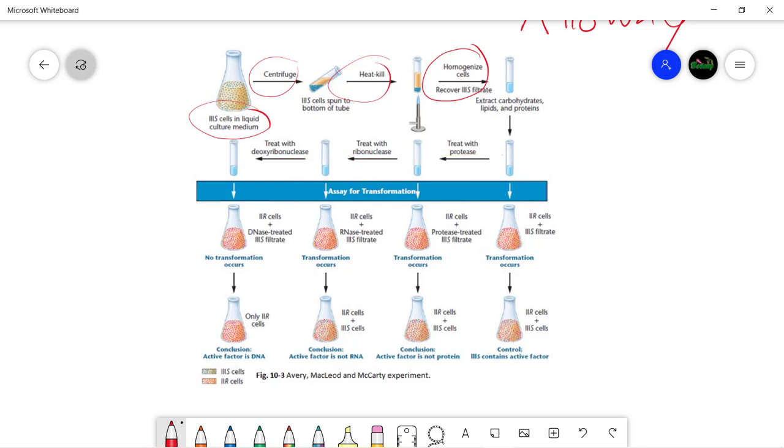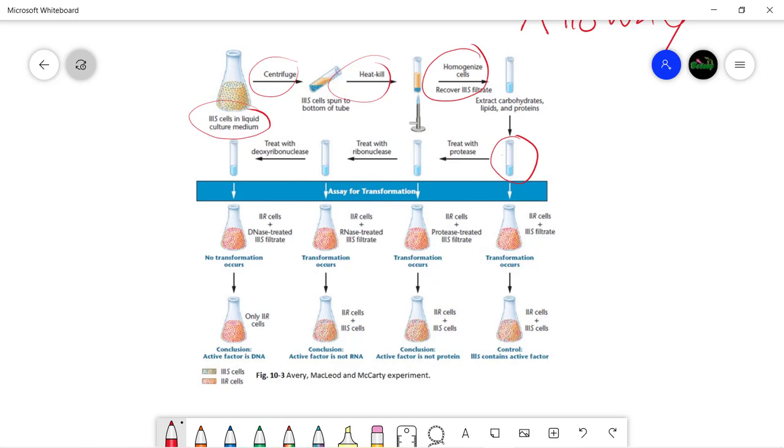Now, this row tells their treatments with these extracts, what they did. They treated the extract with protease. Now what protease does is that it removes all the proteins. So after this treatment the extract does not contain any proteins. Then they mixed this with the type 2R, but the transformation occurred. It means the proteins are not responsible for transformation, because the protease treatment removed the proteins, but transformation occurred. As you can see, transformation was found to occur.